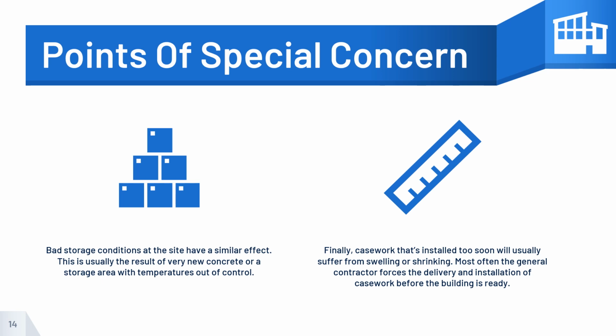Bad storage conditions at the site have a similar effect. This is usually the result of very new concrete or a storage area with temperatures out of control. Finally, casework that's installed too soon will usually suffer from swelling or shrinking. Most often the general contractor forces the delivery and installation of casework before the building is ready.